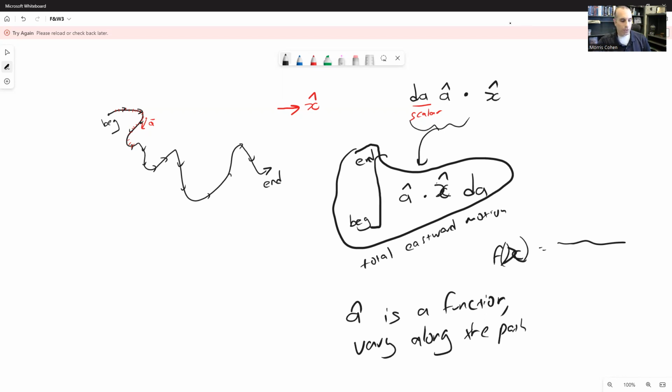So the idea of a line integral is that it only picks out the components that are in the preferred direction. And that preferred direction in this case is indicated by this dot product. All right, so that's a line integral.